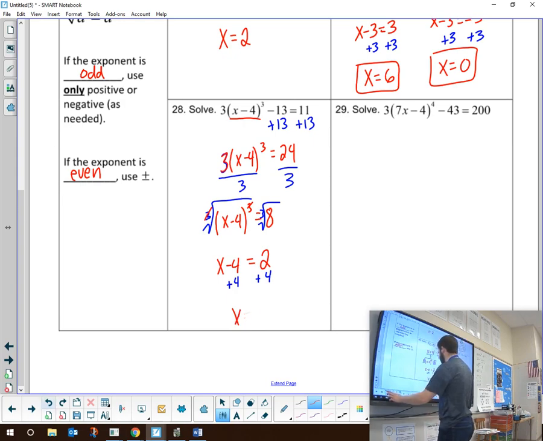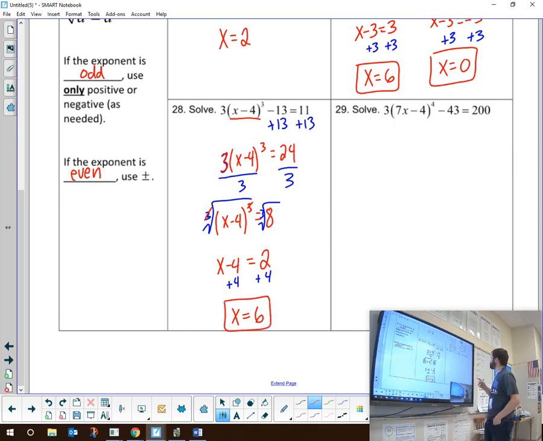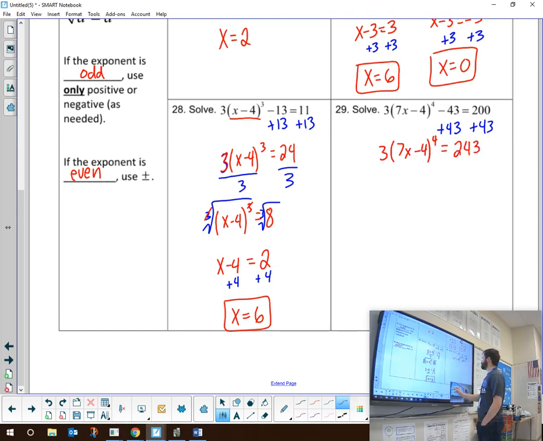All right, guys, let me make that a little bit better. X equals 6. All right, last one. This one has a 4 there, which means we're going to get two answers because we have an even exponent. So I can write this out here. We're going to start off by adding 43 to both sides. And we'll get 3 times 7x minus 4 to the 4th equals 243. Divide both sides by 3.